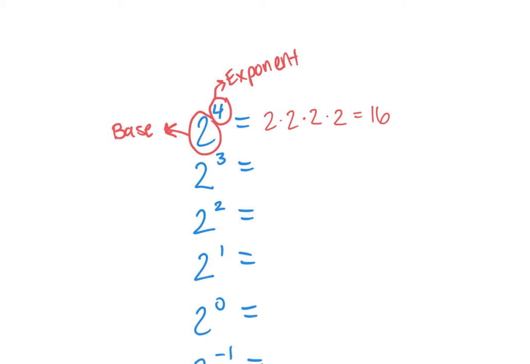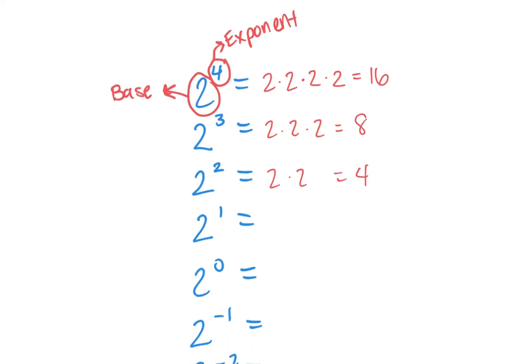Now, if we continue this pattern, we would get 2 times 2 times 2 for 2 to the 3rd. What is 2 to the 3rd? 8. Then we would get 2 times 2, which is 4. If we keep going, what would be 2 to the 1st power? 2. It's just 2. Now, watch what's happening to our values. We went from 16 to 8 to 4 to 2. What's going on over there? Amina? They're dividing by 2, right?